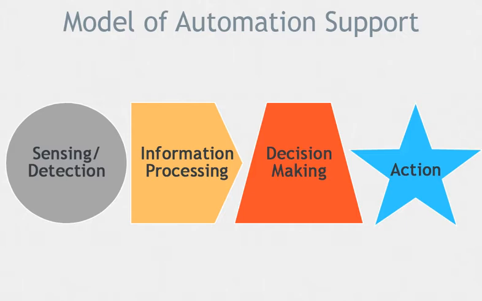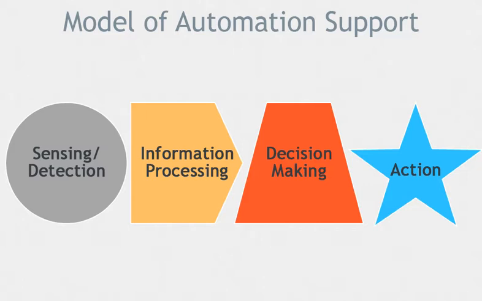For the purposes of this course, we're going to simplify things by discussing a model that's used for talking about automation, the model of automation support. By using this model, we can discuss some of the considerations that you may apply to your design without delving into too much detail. Just know that although this model covers basic steps, it's not fully reflective of human information processing.